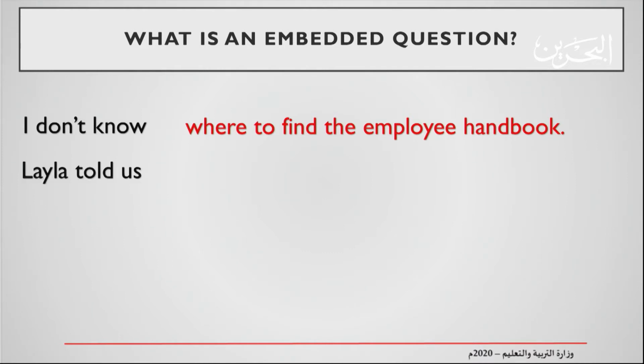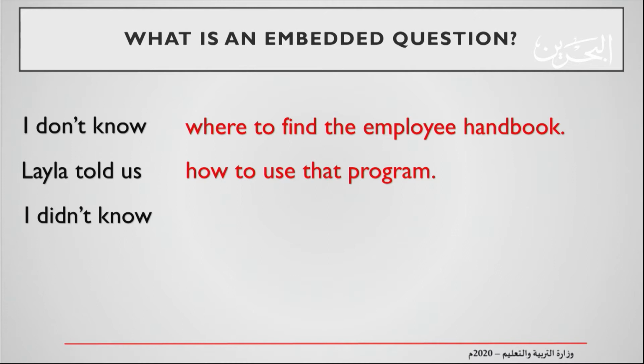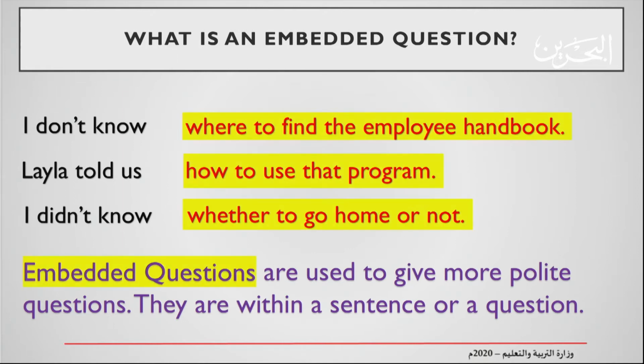Okay, let me show you another one. Layla told us, and I need to use the embedded question. So Layla told us how to use that program. A third example, I didn't know. Let me use an embedded question. I didn't know whether to go home or not. So embedded questions like where to find the employee handbook, how to use that program, whether to go home or not, are used to give more polite questions. They are within a sentence or a question.